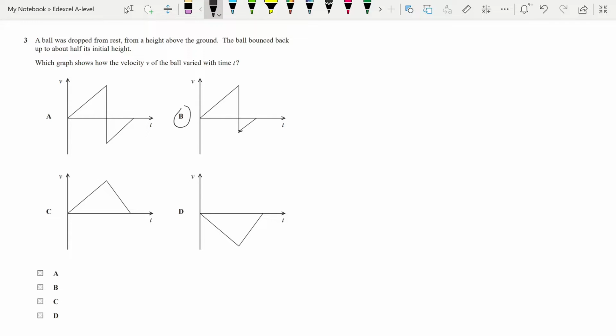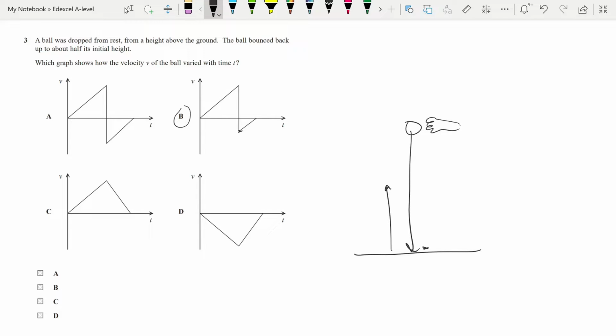So if you have a ball and you drop the ball, it hits the ground and it bounces back up. What's going to happen to the ball is it's going to start from a zero velocity and increase its velocity to a maximum just before it hits the ground. So we're looking for a graph where the velocity is increasing. All of them are.